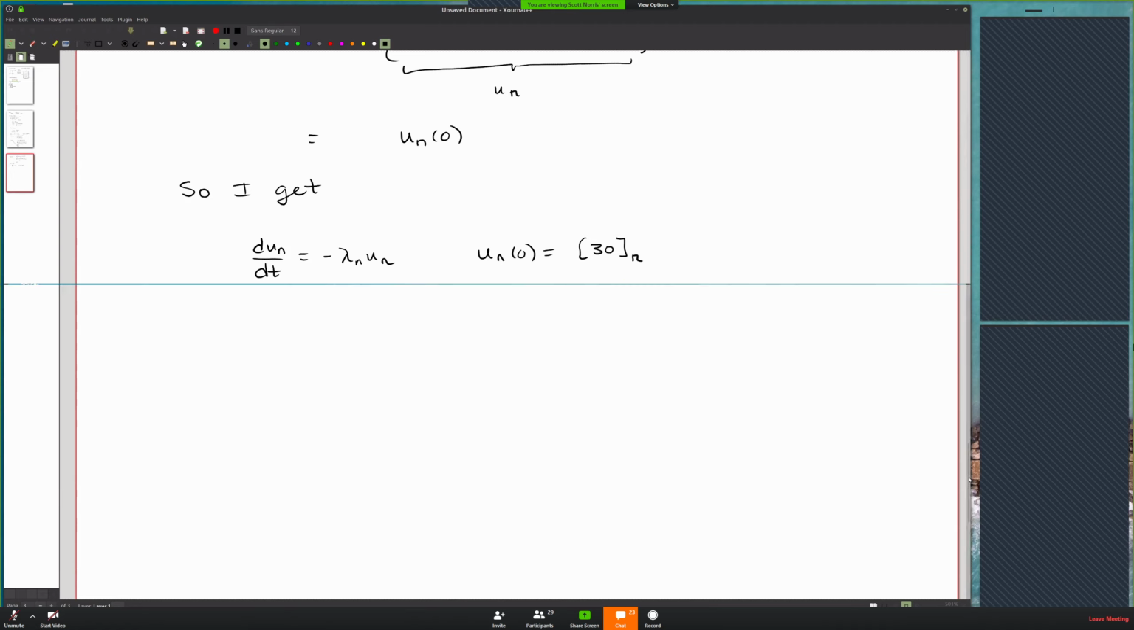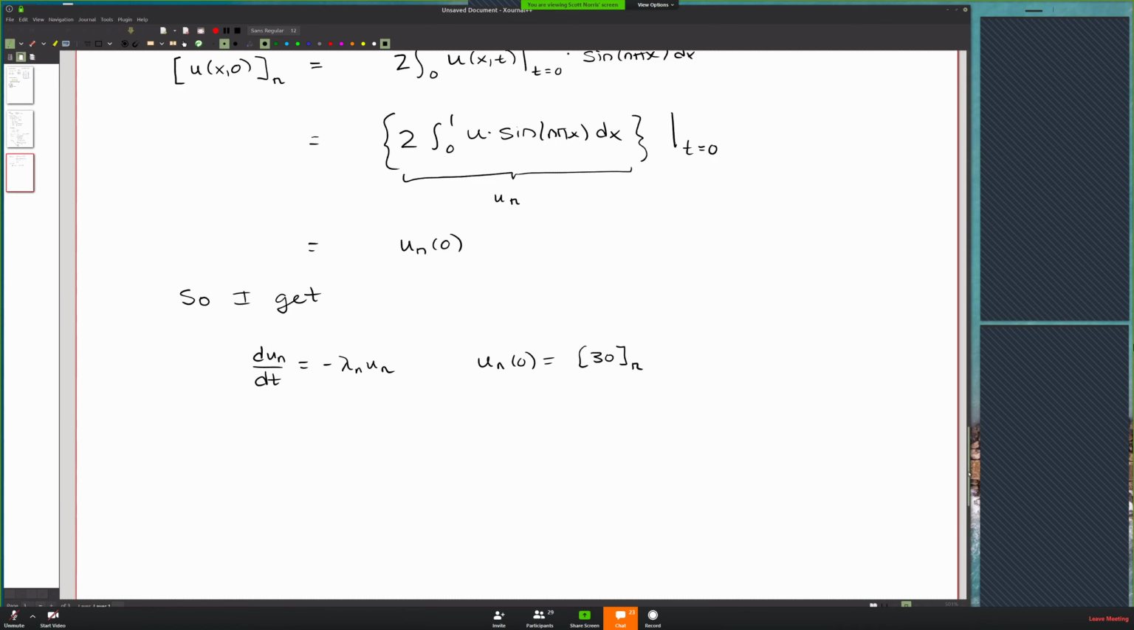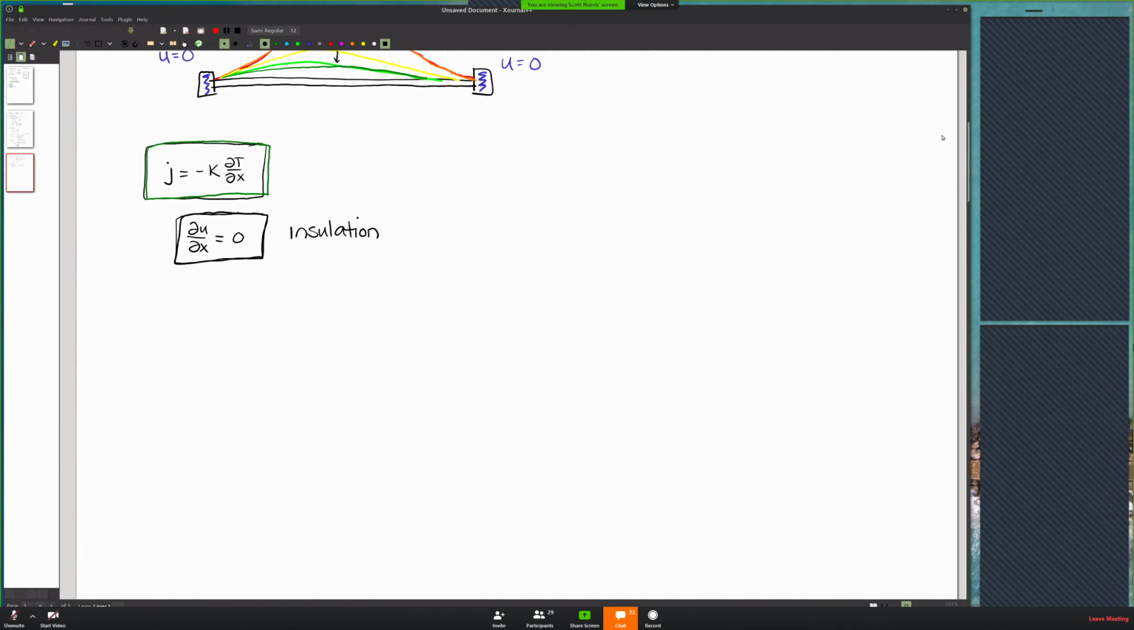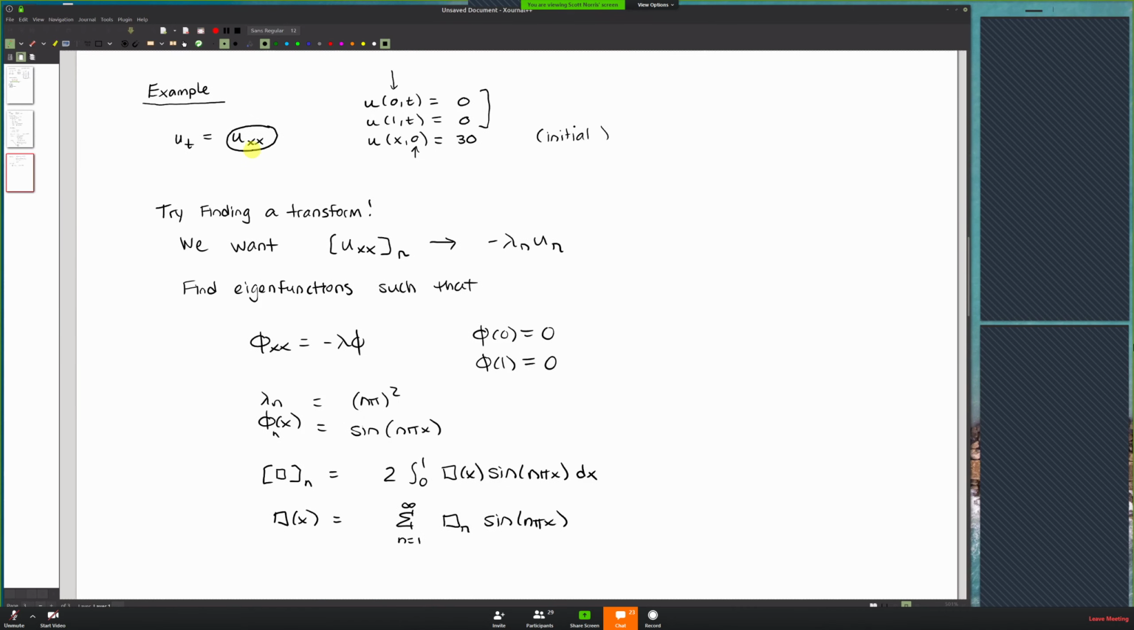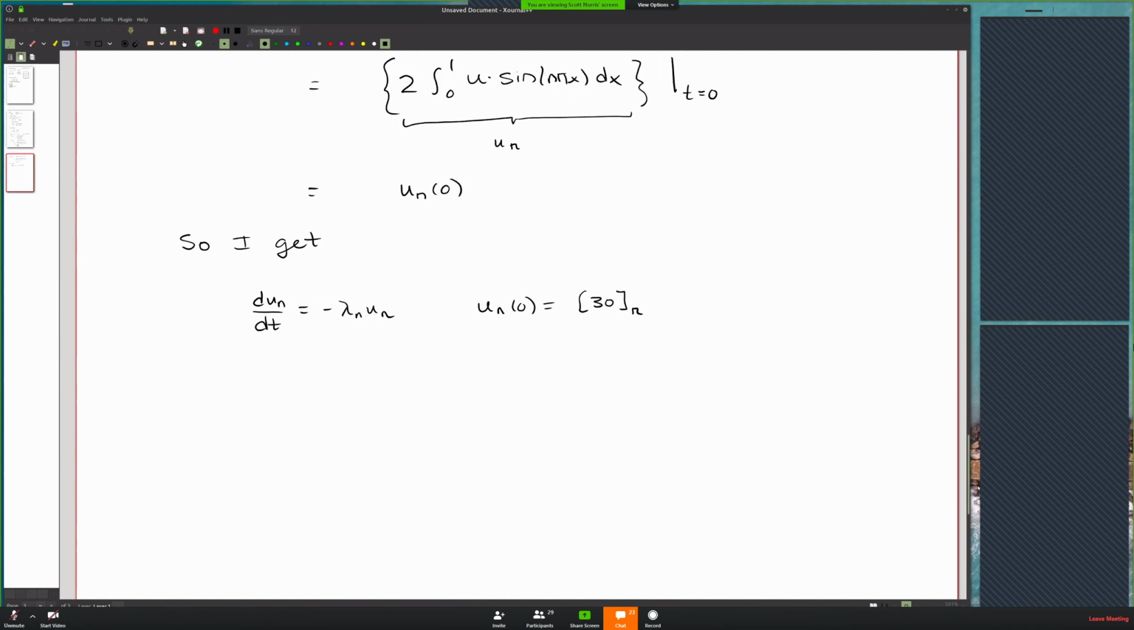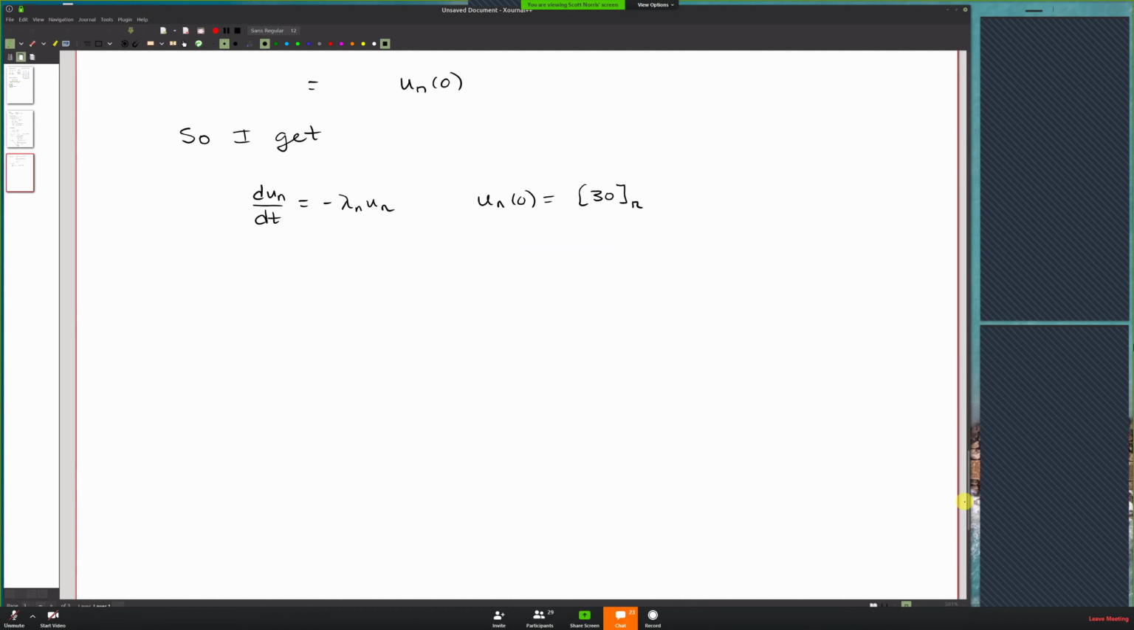So these transforms that we've been learning about all semester to apply to boundary value problems can directly be applied to partial differential equations with this structure. And they turn our partial differential equations into ordinary differential equations. Just like they turned a boundary value problem into an algebra problem, they turn a partial differential equation into an ordinary differential equation. And these can be easily solved.